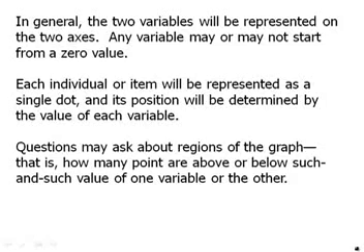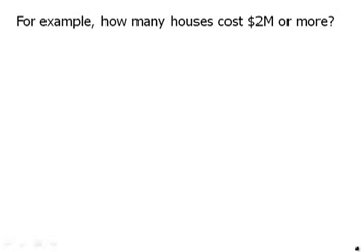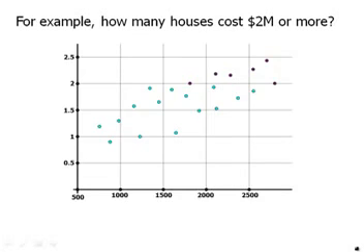Questions may ask about regions of the graph, that is, how many points are above or below such and such a value of one variable or the other variable. So for example, how many houses cost more than $2 million? So we'd be looking at $2 million and looking at the houses that lie above this line, and these points here in purple, these are the ones that are either at 2 million or a little bit more. And so there are 6 houses on this graph that cost more than $2 million.